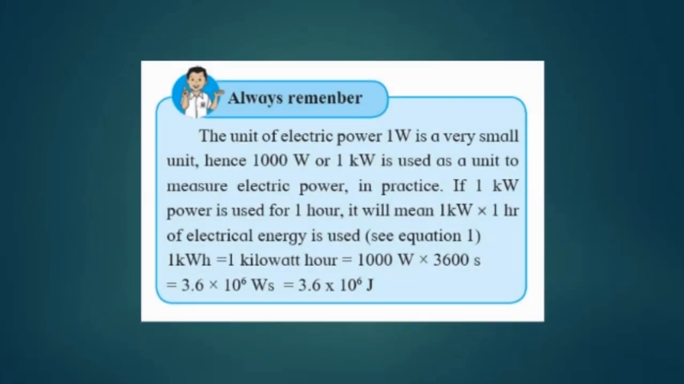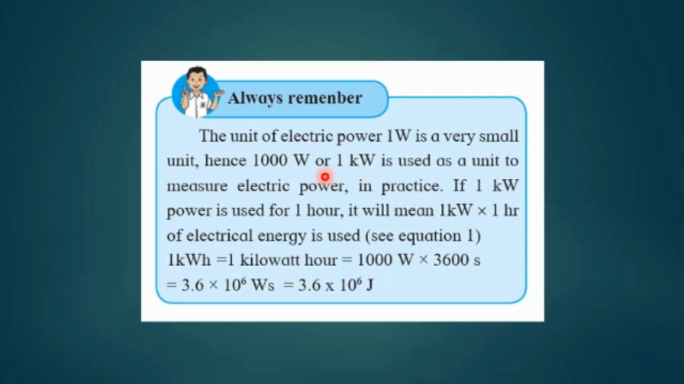Always remember, the unit of electric power, 1 watt, is a very small unit. Hence, 1000 watt or 1 kilowatt is used as a unit to measure electric power. 1 kilowatt is equal to 1000 watt. Are you getting it? The unit of electric power is 1 watt, that is very small. So that is why the measurement of power is used in terms of kilowatt or 1000 watt.